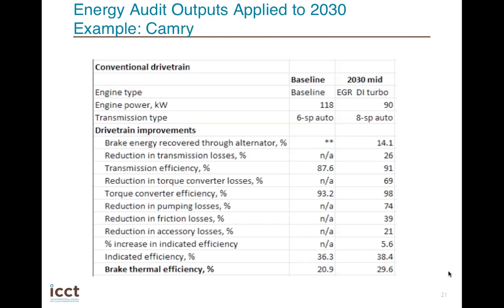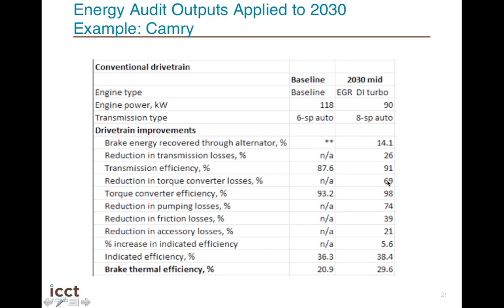So now I'm going to skip ahead to the bottom line, summarizing what the energy audit data means. This example is a 2030 Toyota Camry ICE. The baseline transmission efficiency was 87.6%. For 2030, that improved to 91%. So that's a 26% reduction in the transmission losses. The 26% is what we used in our modeling.